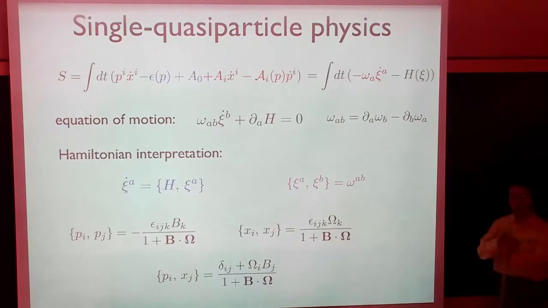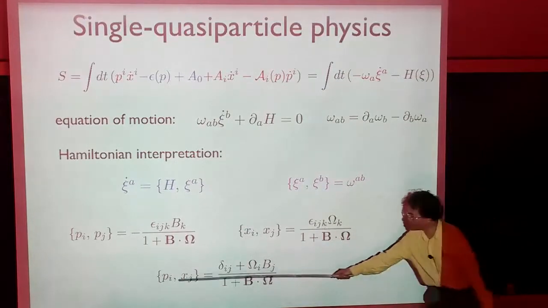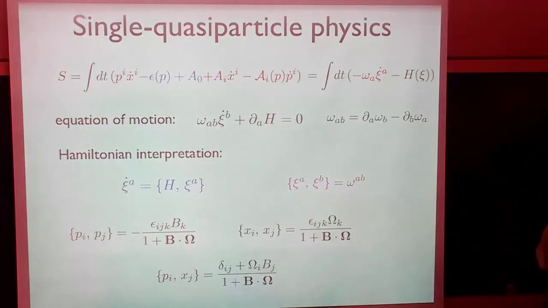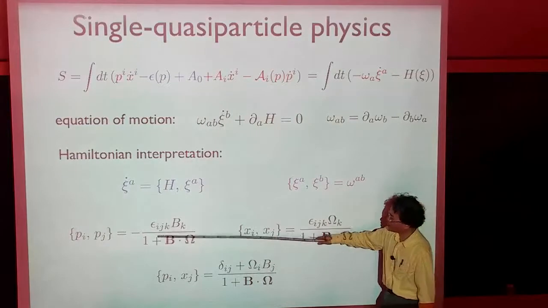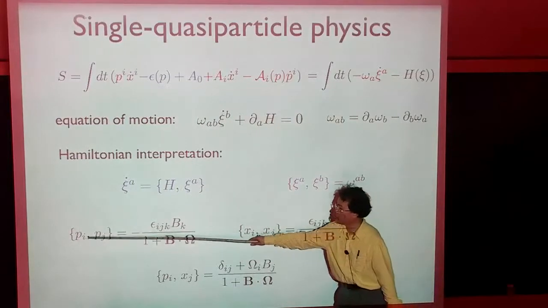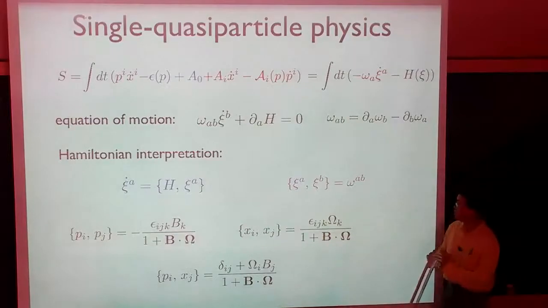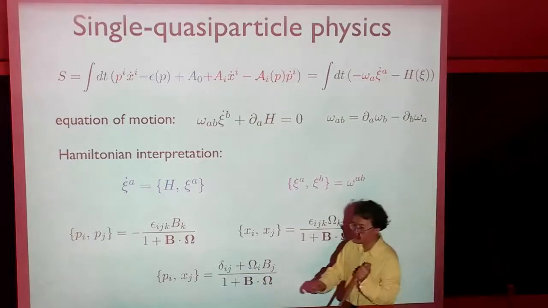So the coordinates of this particle, in contrast to what we teach in quantum mechanics, do not commute, and the commutator of P and X does not look like a canonical commutator at all. Okay. So if omega was zero, this equation should be familiar. The commutator of the canonical momentum is equal to the magnetic field. But here there is also a magnetic field in momentum space.